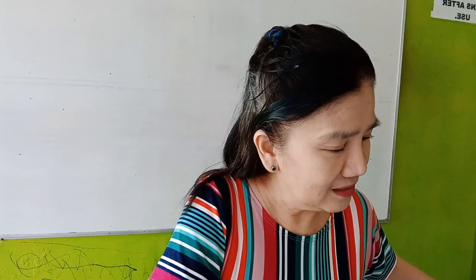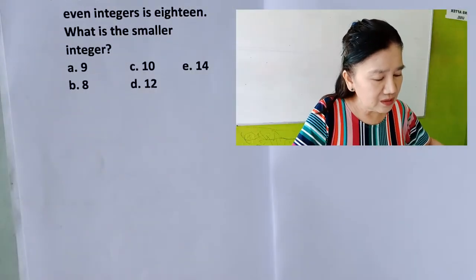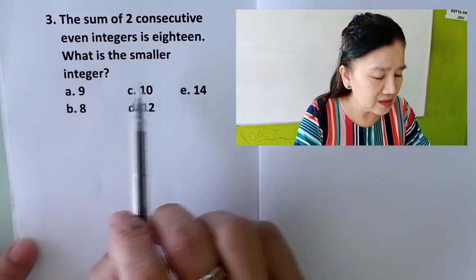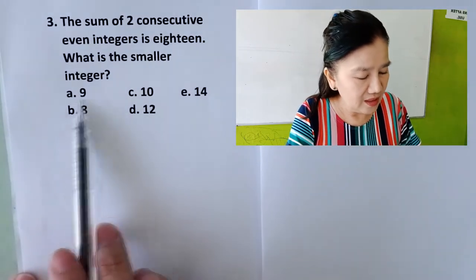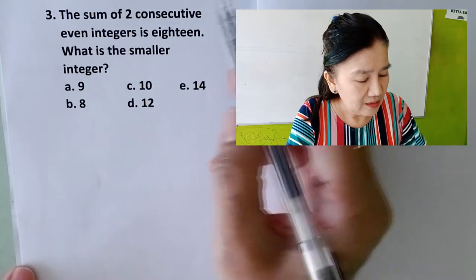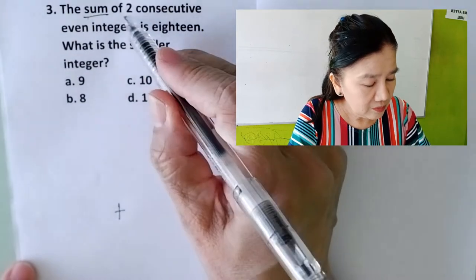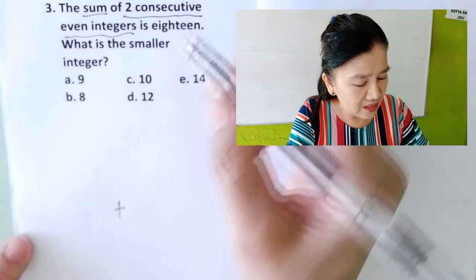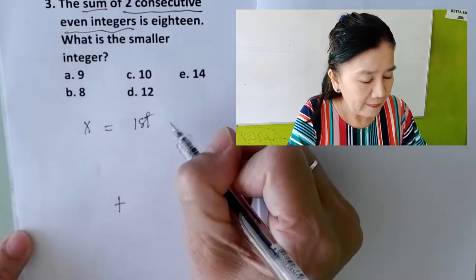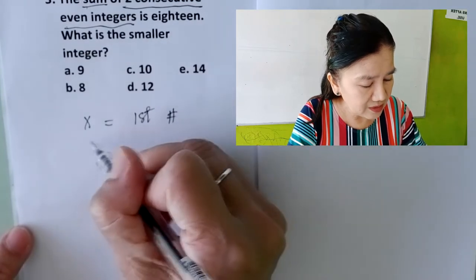Okay, next, problem number 3. The sum of two consecutive even integers is 18. What is the smaller integer? A) 9, B) 8, C) 10, D) 12, E) 14. You have the sum, so you have to add. Two consecutive even integers. So the first integer must be X. So this is the first number or the first integer.